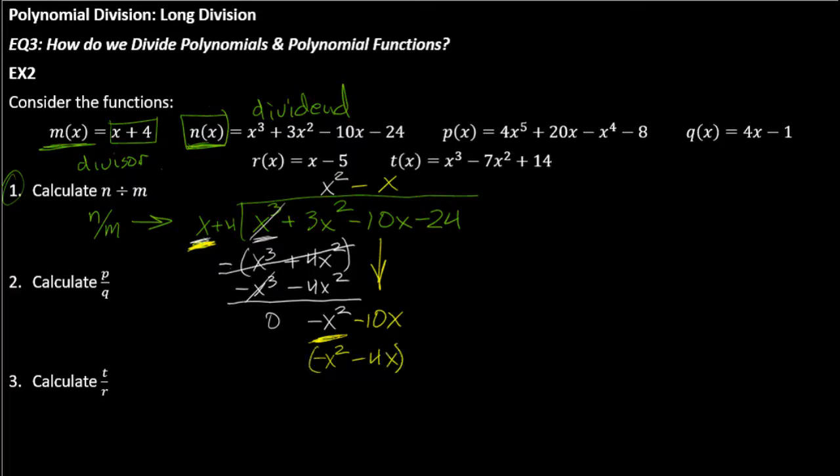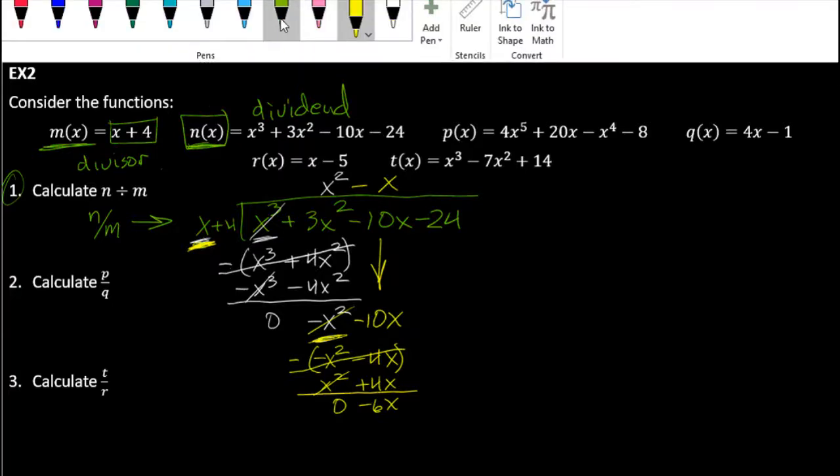Okay, and remember, we still have to distribute this minus. So that's going to become positive x squared, positive 4x. Then we combine down. We don't need this guy anymore. So that's going to leave me with negative 6x, negative x squared, positive x squared. That leaves me with 0. And we bring down the next number. Let's see, what color do I use next? I'll use blue. Why not?